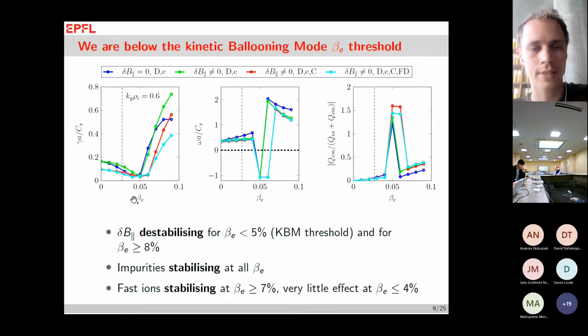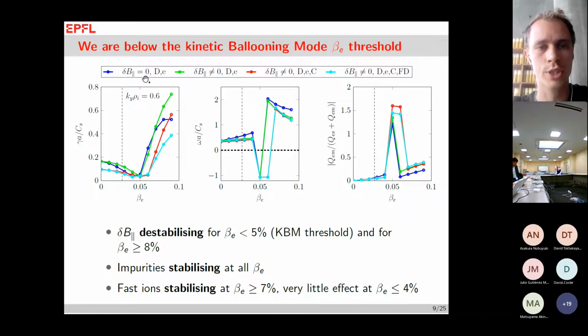Now, what we see here is that if we start at low value of beta and we increase it, we get a decrease of the growth rates and a sudden increase. This decrease essentially is where we have the KBM limits. The dashed black line that you have here is the beta we're using in our simulations, which tells us that all our cases are under the KBM limit. We distinguish between different cases.